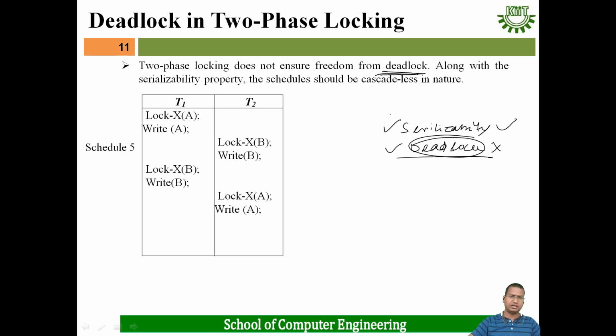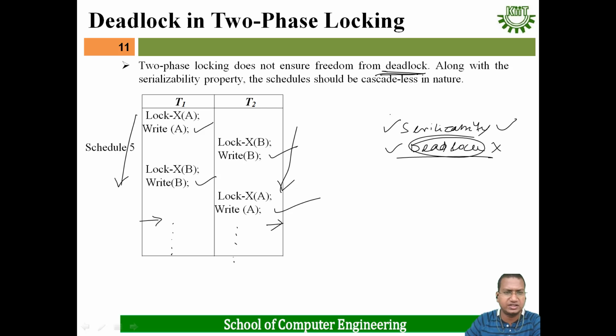Let's take one example and we will see. Suppose one transaction T1 has a write A operation, then a write B operation, and there is a T2 transaction with a write B operation, then a write A operation, then other operations. Here it is not unlocked till now, and here also it is not unlocked. That means this is the growing phase, and this is also the growing phase. In the growing phase, some problem may arise.